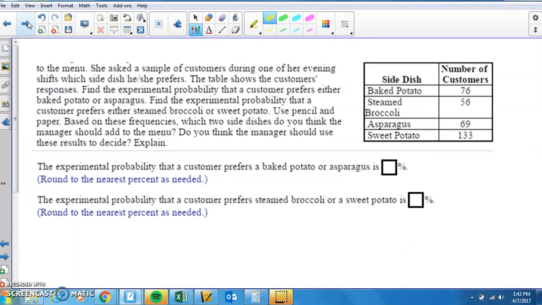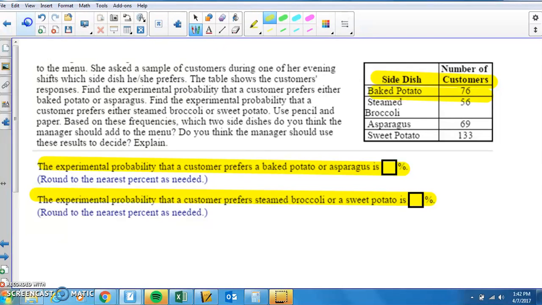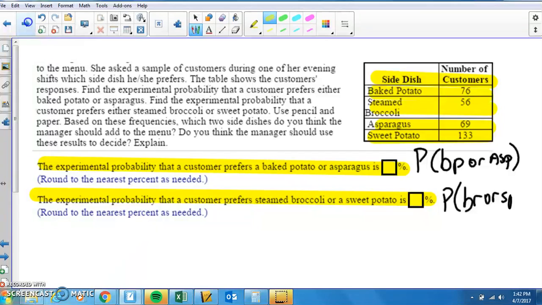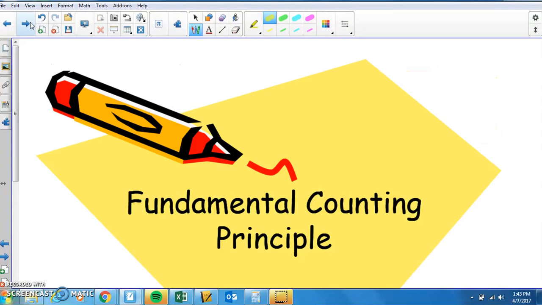All right, I'm going to let you try this one on your own. It says round to the nearest percent, so if you'll do that. You'll copy down the table, and then for this one, we're going to do the probability of baked potato or asparagus. That means you're going to add those two together. For this one, the probability of broccoli or sweet potato, so you would add those two together. Okay, so if you'll do those two, and then we're going to stop right there.